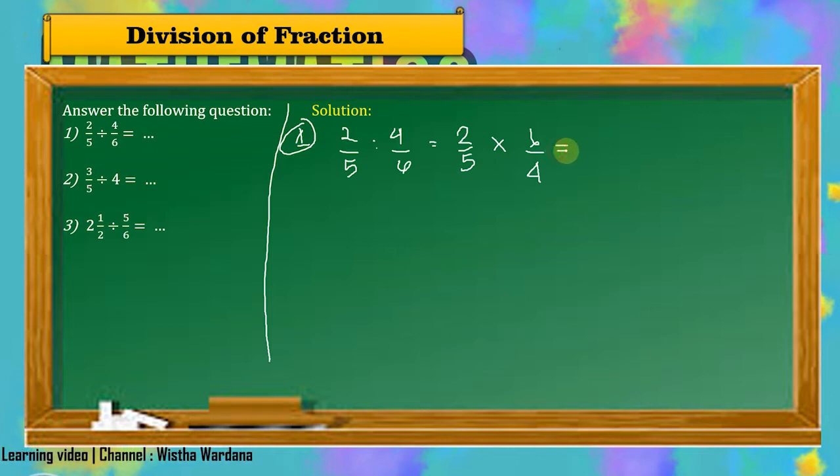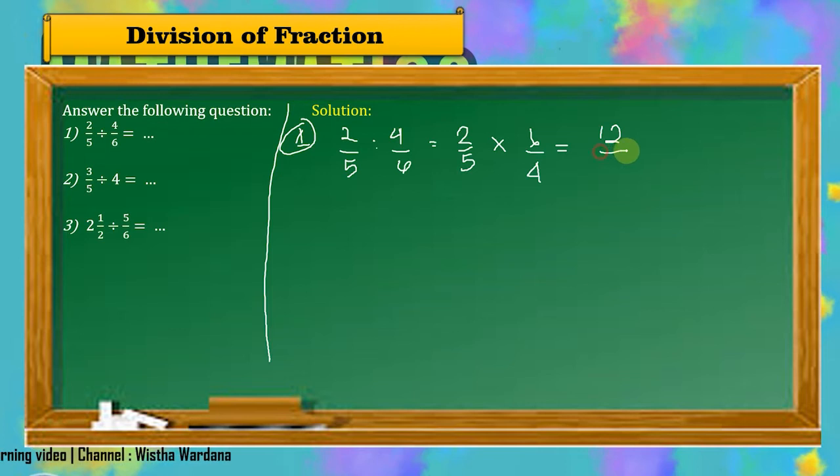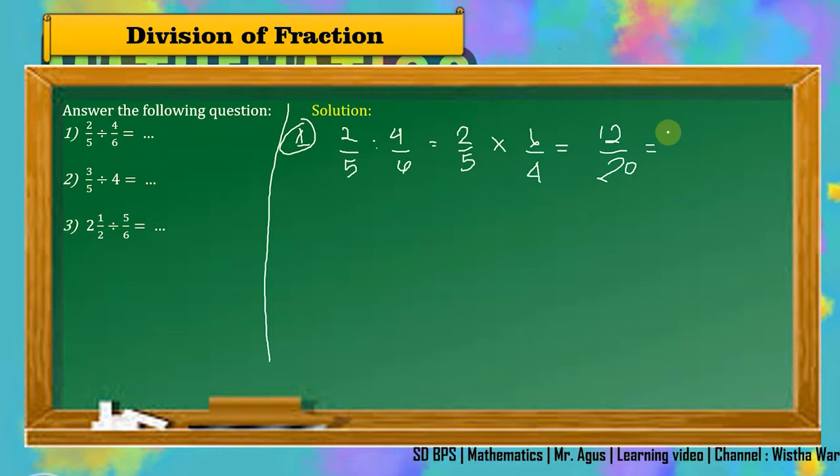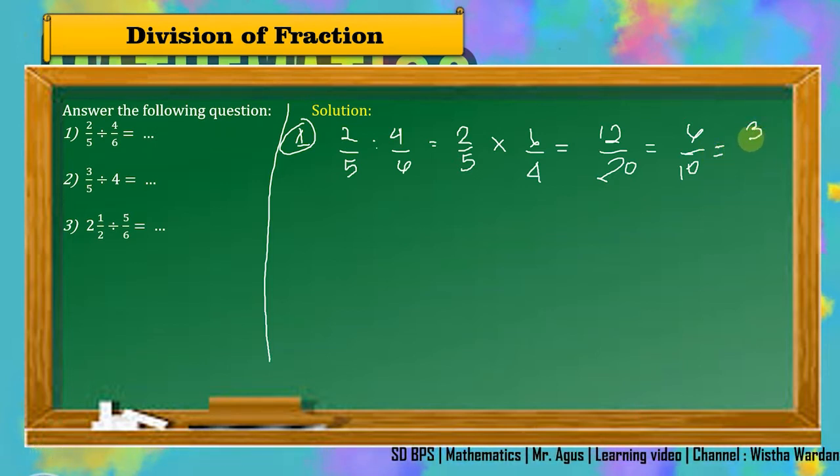After that, you just find the answer by multiplying 2/5 and 6/4. So the answer is 2 times 6 is 12 and 5 times 4 is 20. And then you can simplify it by dividing the numerator and denominator by 2. So you got 6/10. And then you can change it again to 3/5. So the last answer is 3/5. Okay?